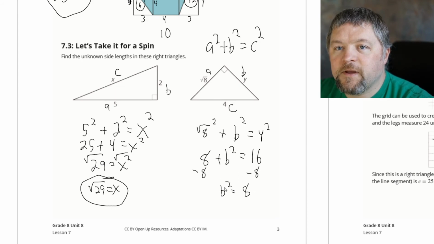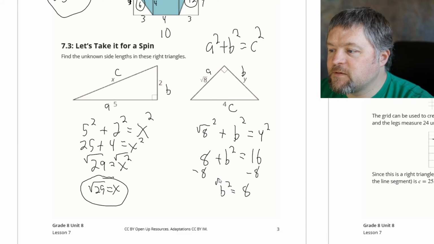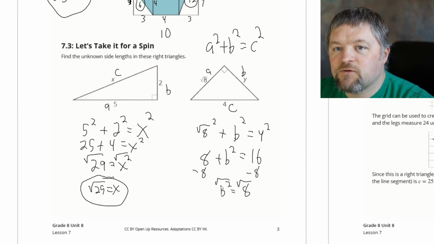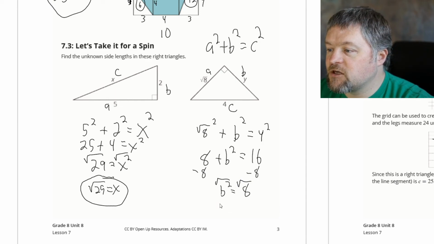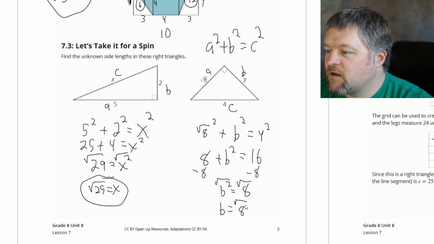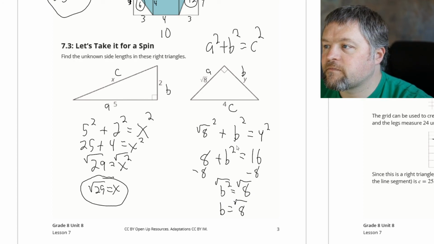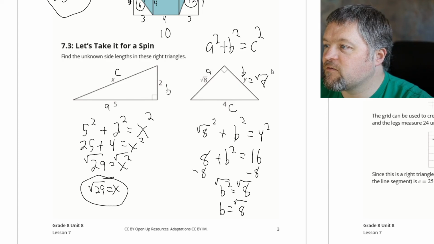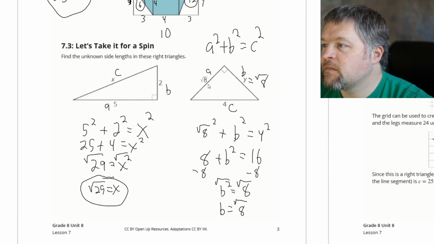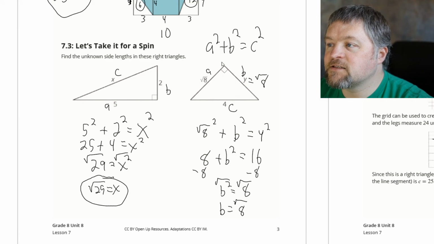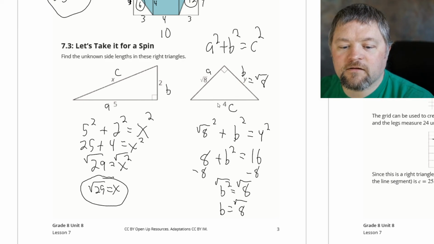To isolate the b, we have to get rid of the squared, which means we take the square root of that, do it to one side, do it to the other. Squaring and square root will cancel each other out. B is equal to the square root of 8, which means y is equal to the square root of 8. Which makes this an isosceles right triangle.